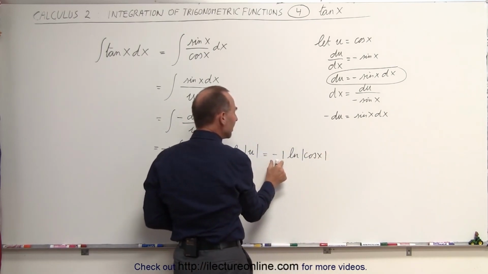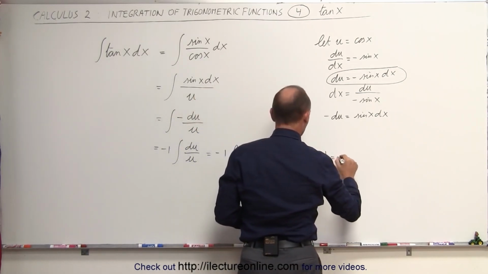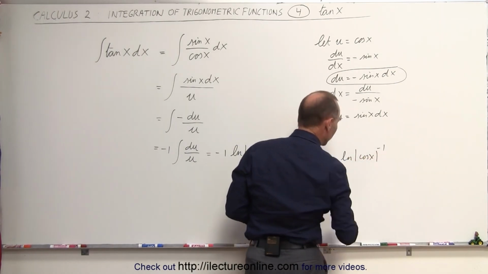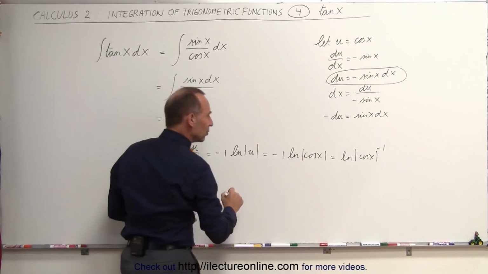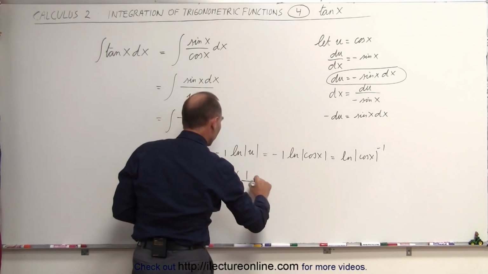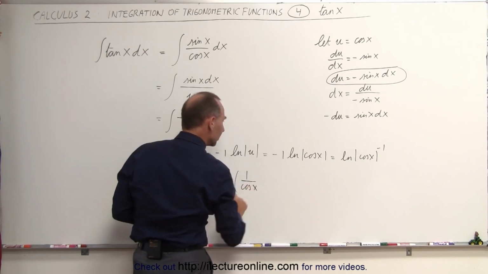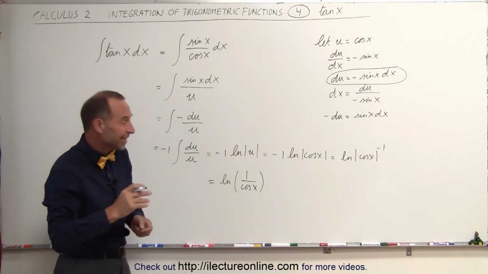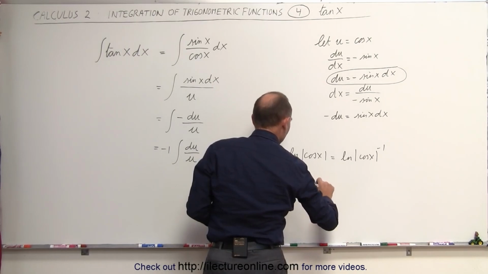And now if we use the rules of logarithms and we bring that over here, we can write this as the natural log of the cosine of x raised to the minus 1, which is equal to the natural log of 1 over the cosine of x. And then finally, 1 over the cosine of x is equal to the secant of x. So this can now be written as the natural log of the secant of x.